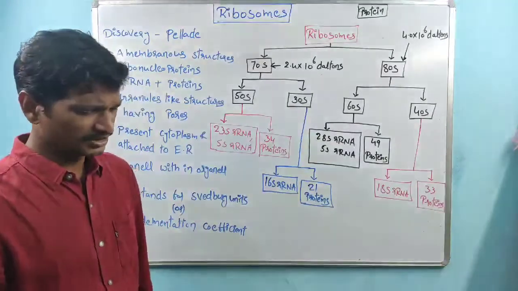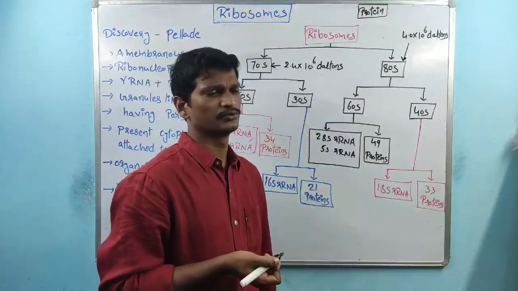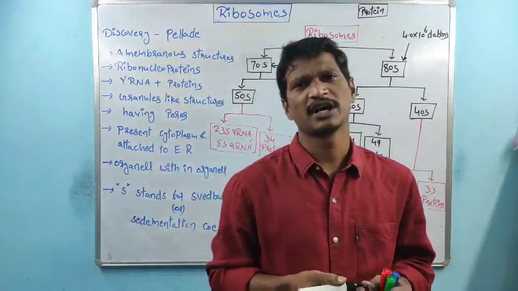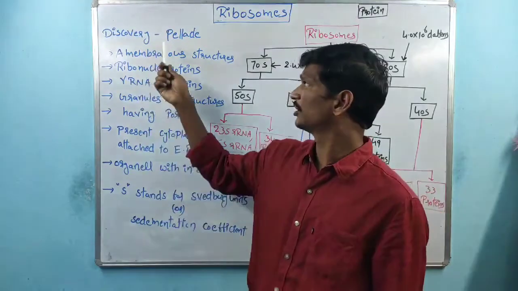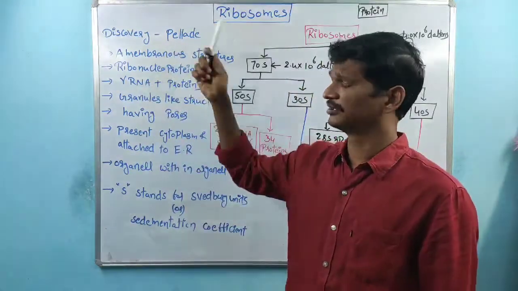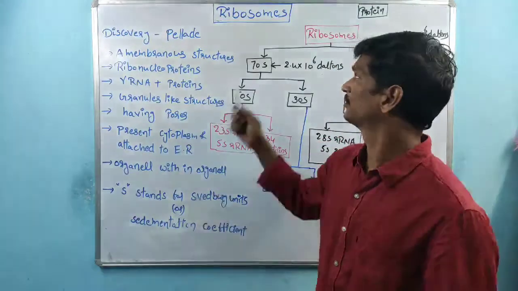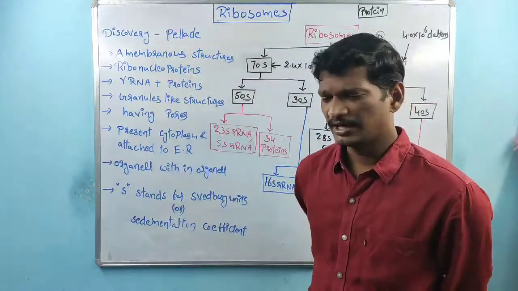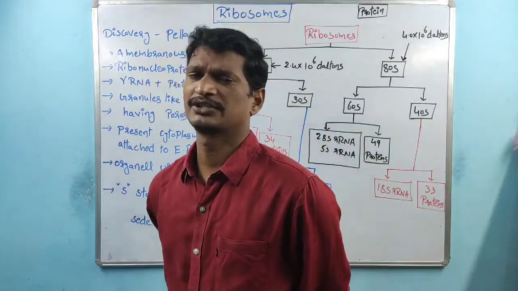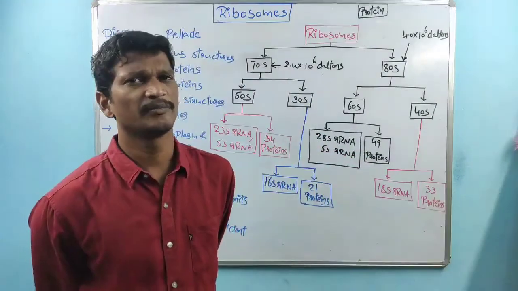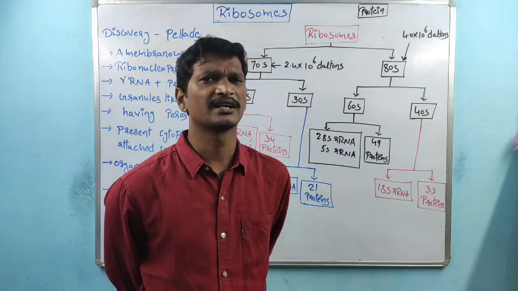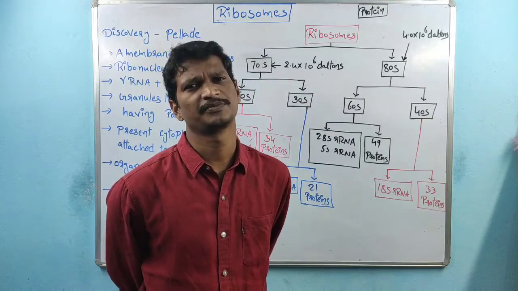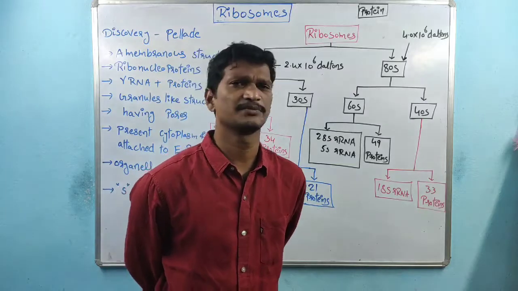Right? Coming to the history of ribosomes, ribosomes were first identified by George Palade. That is about the discovery of ribosomes. And ribosomes are amembranous structures. Amembranous structures means the membrane around the organelle is absent.